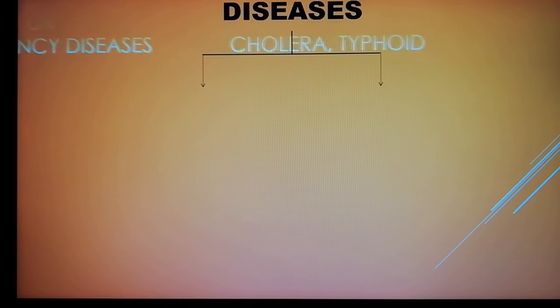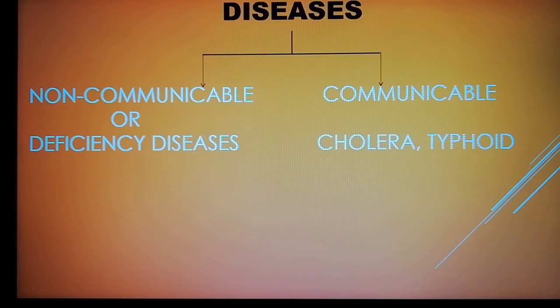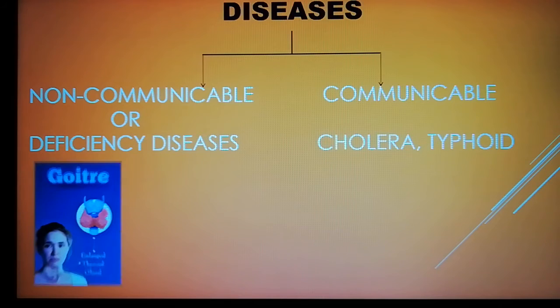Now see, diseases can be classified into two broad groups or classes. All right. One of them is the non-communicable or non-contagious or deficiency diseases. All right. And the second one is the communicable or the contagious diseases.